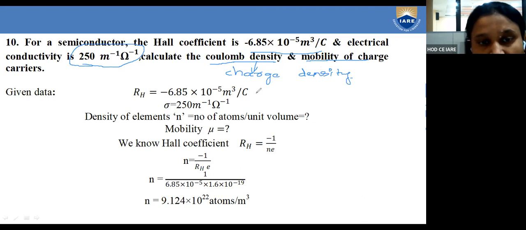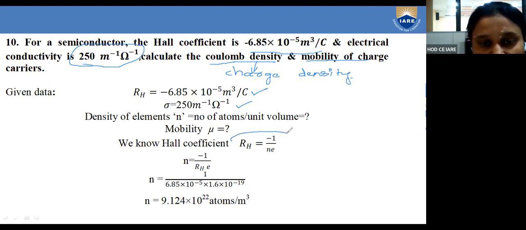Okay, students, just look at the data. First I'll discuss the solution, then you can copy. So the RH value is given. Again it is minus, so it means that we are dealing with electrons as majority charge carriers. And we were given the value of conductivity, which is 250 ohm inverse meter inverse. We need to find the density of charge carriers. Also we need to find mobility.